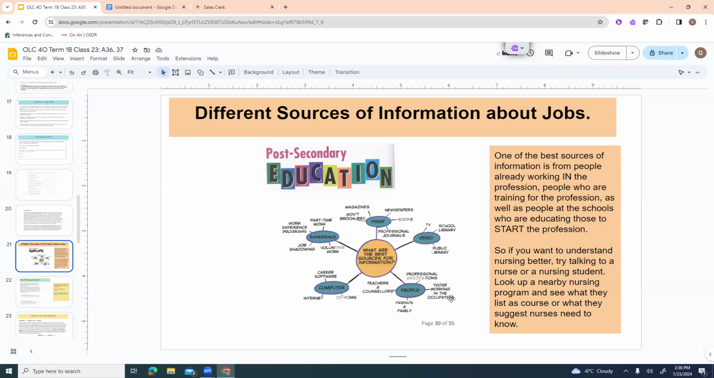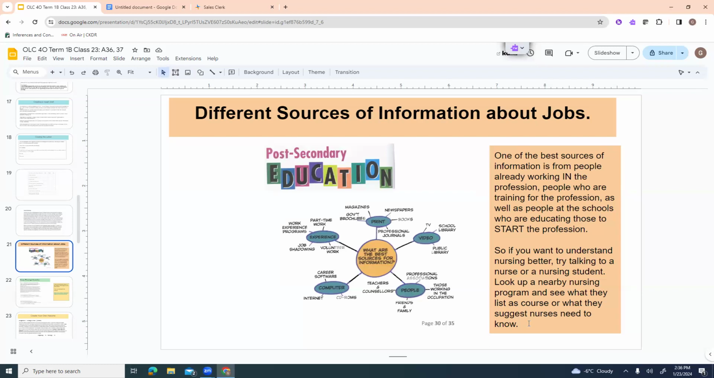I would take a look at some of the colleges and see what kind of programs they offer. Do they all look the same? Are some of them more specializing in pediatrics or geriatrics or addiction or what? So generally, I would say people are the very best sources, but looking at what the colleges offer can also give you a good idea.